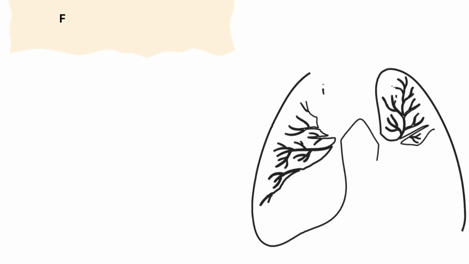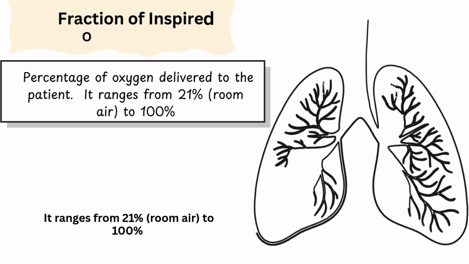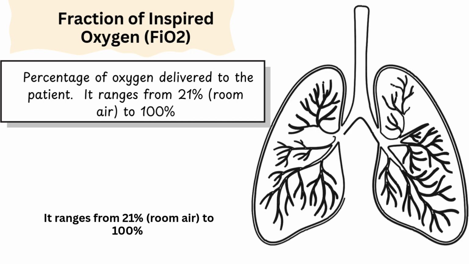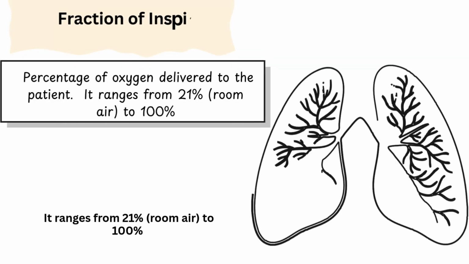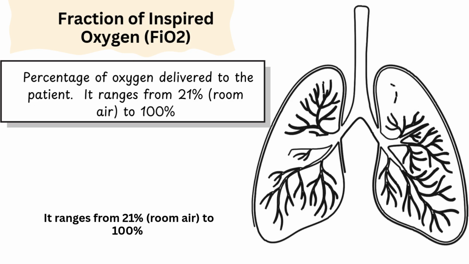Fraction of inspired oxygen, FiO2. It is the percentage of oxygen delivered to the patient. It ranges from 21%, room air, to 100%. The aim is to maintain adequate oxygenation with a target SpO2 of 92% or higher. High FiO2 levels can lead to oxygen toxicity, so it should be weaned to the lowest effective concentration as the patient improves.